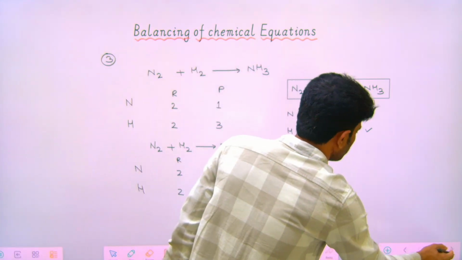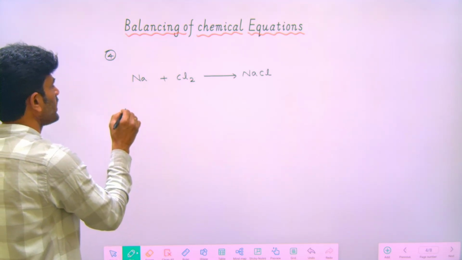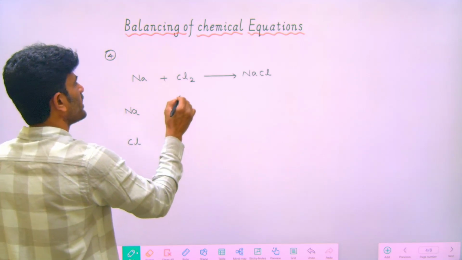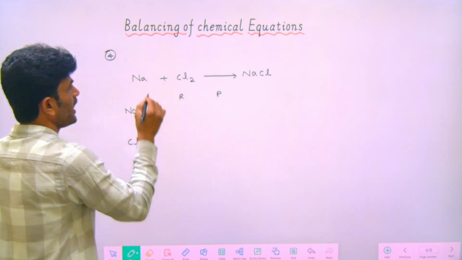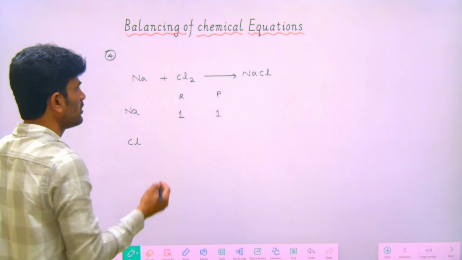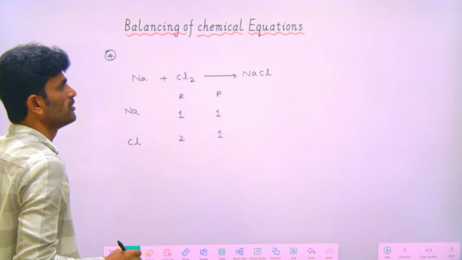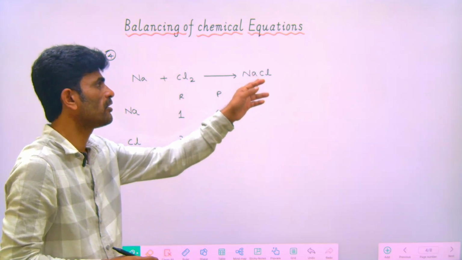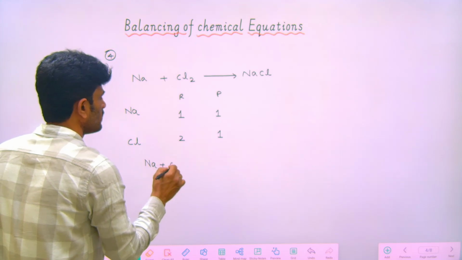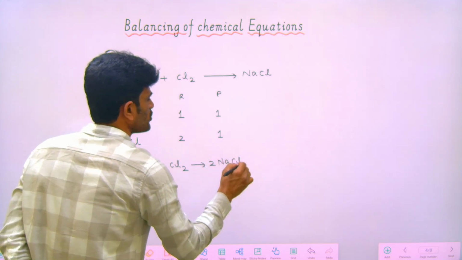Now let us see one more example. This is another simple example. Here we have sodium and chlorine. Reactant side we have only one sodium. Product side also we have one sodium only. Sodiums are already balanced. But chlorines reactant side we have two, but product side only one. So to get two chlorines, we have to write two. So our equation becomes Na plus Cl2 gives rise to 2NaCl to get two chlorines on product side.